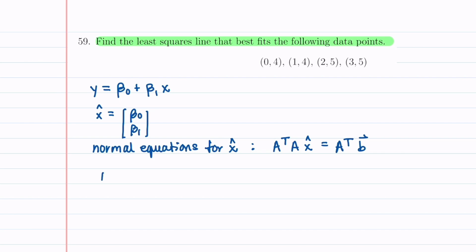Our matrix A contains two columns, and that's because we have two parameters. So let's make a note up here that the number of columns of matrix A is our number of parameters. That's our beta 0 and our beta 1. And then the number of rows of A is just our number of data points.